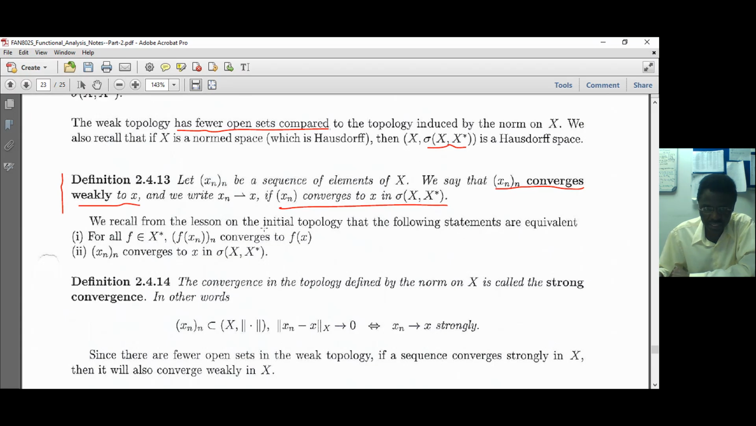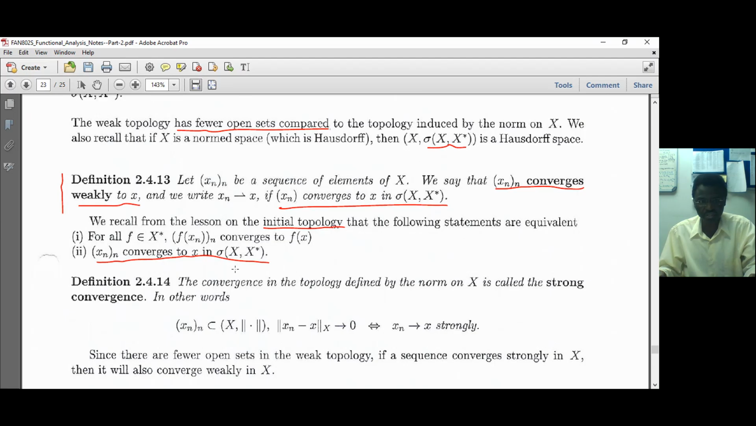We already recall that initial topology are equivalent. Right? For F in the dual of capital X, the image of the sequence converges to F is equivalent to xn converges to x in the weak topology.